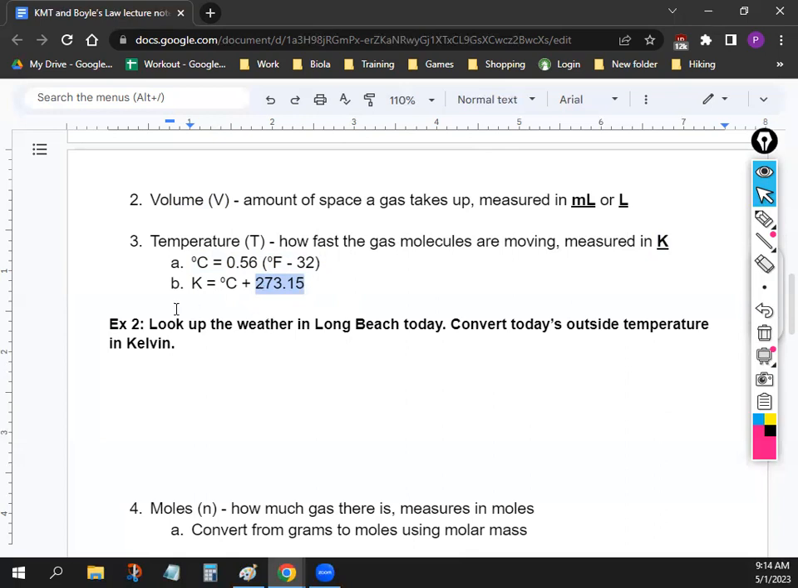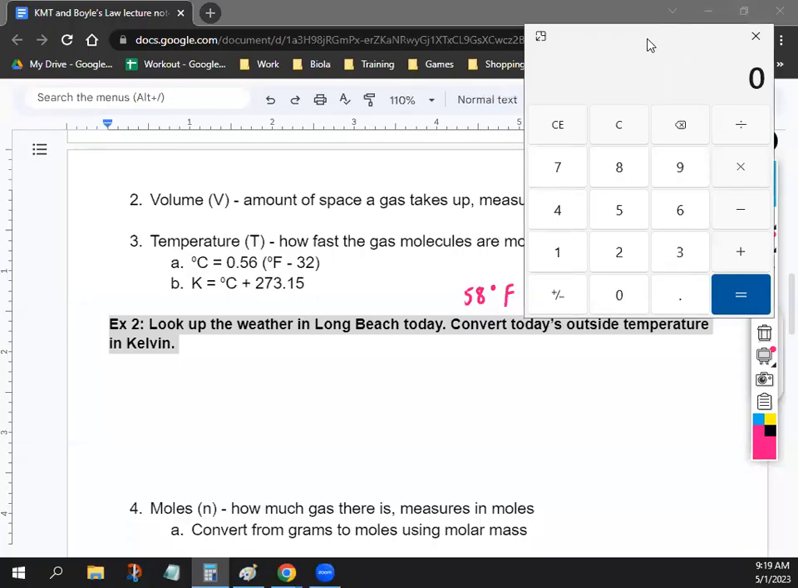I want you guys to look up the weather today in Long Beach. It's a little cold. I want you to convert the temperature that you find online and turn it into Kelvin. Take about 2 minutes to do that, and then we'll move on to the last property of gases that we're going to talk about.